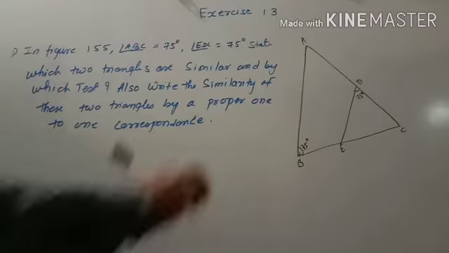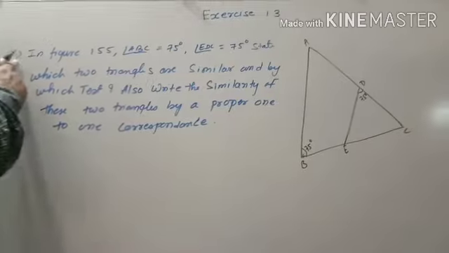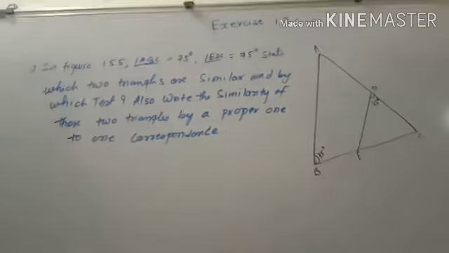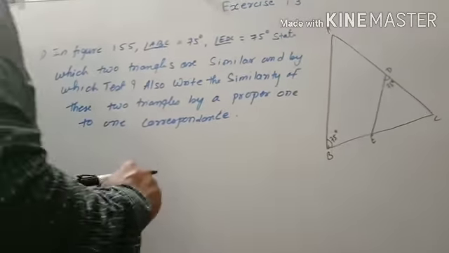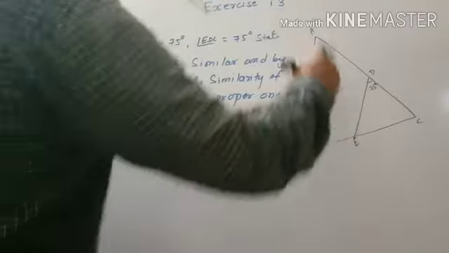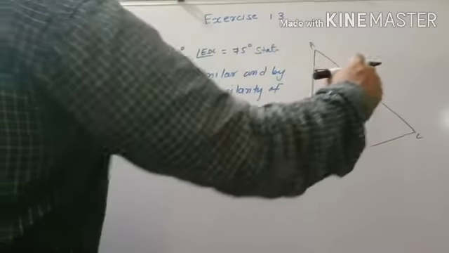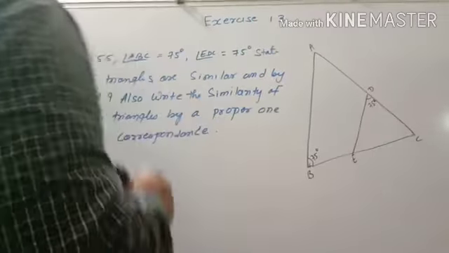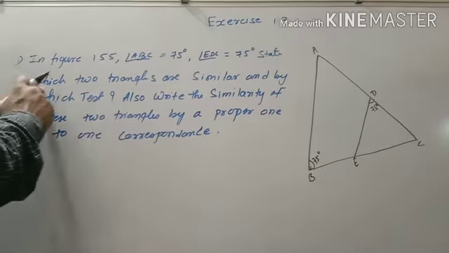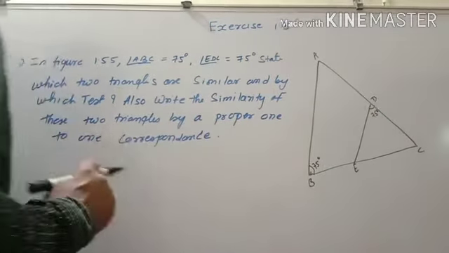Now we start exercise 1.3. The first sum of this exercise is: in figure 1.55, angle ABC is 75 degrees, angle EDC is equal to 75 degrees. State which two triangles are similar.